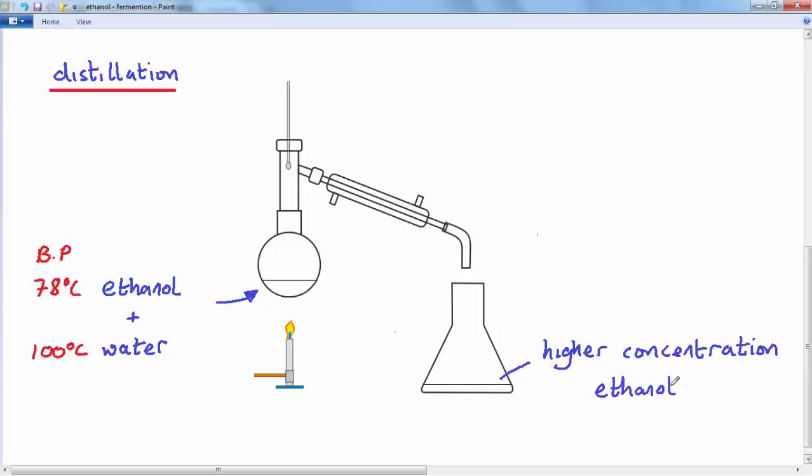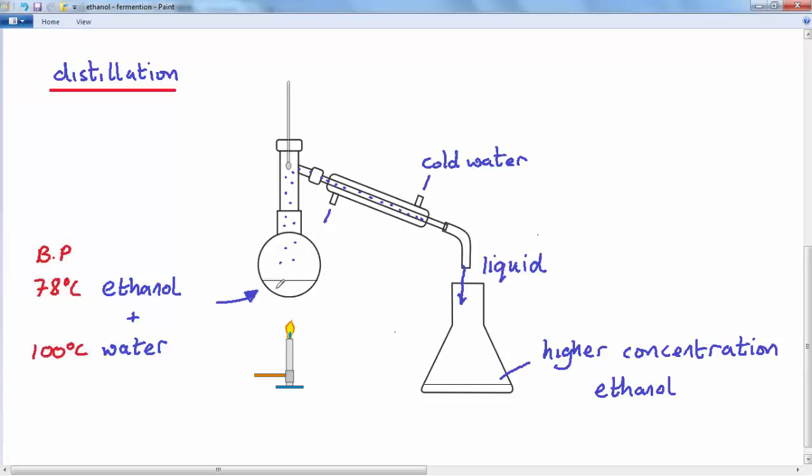Now I should have said before that basically what's going on then is that you heat the mixture, they evaporate, the lower boiling point liquid will tend to evaporate first. That will pass down through a condenser unit which has a continual supply of cold water, which will cause the vaporous ethanol to convert back into a liquid, and that will be collected in the flask.